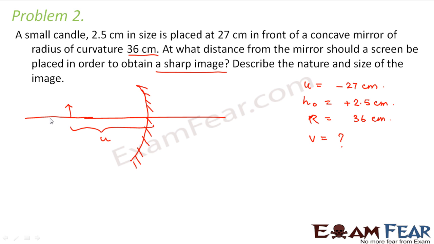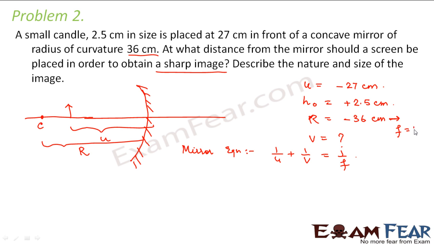Radius of curvature is again 36 centimeters, which is again somewhere here. Let us suppose if this is C, that is center of curvature. In that case, this entire distance would be radius of curvature, which is again negative, right? So we'll again make use of the mirror equation, which says 1 by u plus 1 by v is equal to 1 by f. So focal length we can calculate from here. Focal length is equal to r by 2, which is equal to minus 18 centimeters.